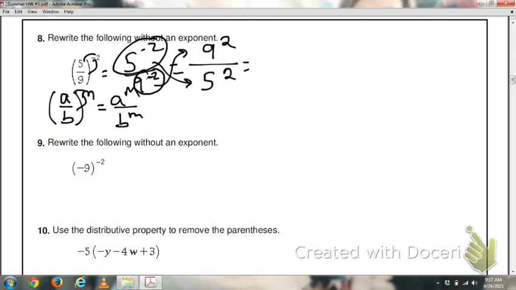Now I can go ahead and evaluate those powers. 9 squared is 9 times 9, or 81. 5 squared is 5 times 5, or 25. So my final answer here is 81/25.